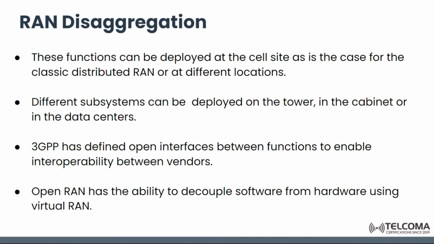These functions are deployed at the cell site, as in the classic distributed RAN, or at different locations. Different subsystems can be deployed on the tower, in the cabinet or in the data center. The Third Generation Partnership Project has defined various interfaces between functions so that they can enable interoperability between vendors.